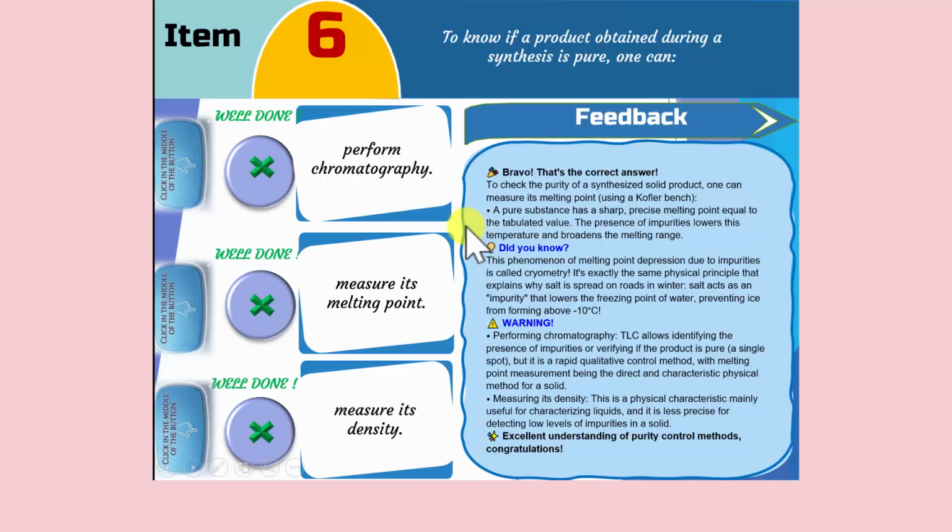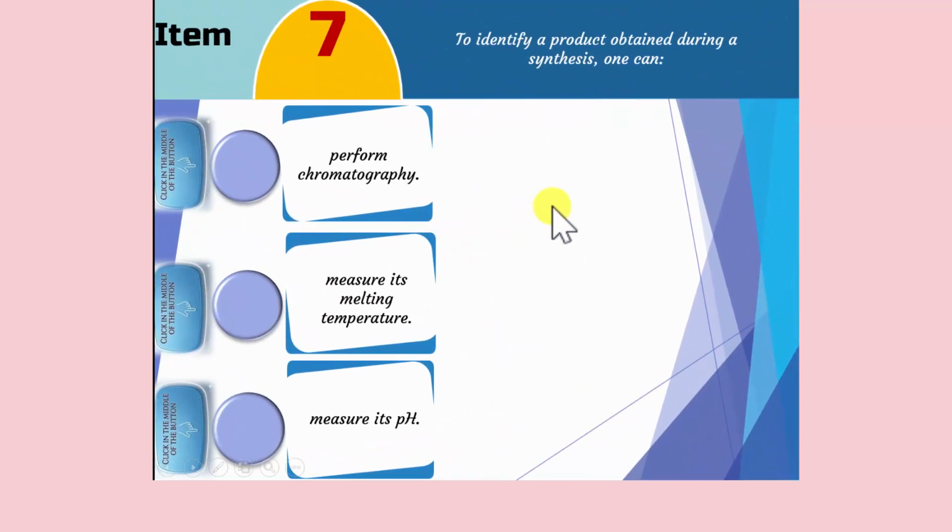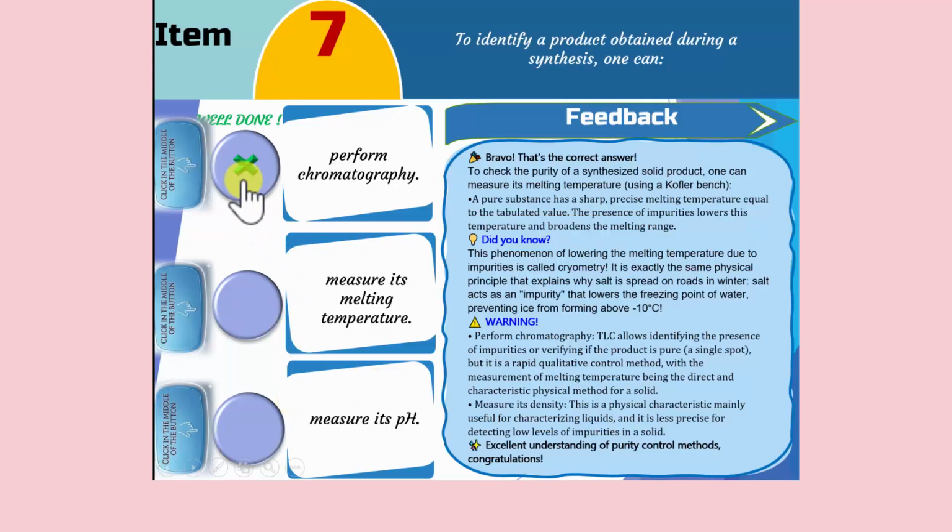To identify and assess a synthesized solid product, the most direct method is to measure its melting temperature. A pure substance melts sharply at its characteristic tabulated temperature, while impurities lower the melting point and broaden the melting range. Thin layer chromatography can also help detect impurities or confirm that only one spot is present, but it is a rapid qualitative check. Measuring pH is not the appropriate choice here, and density is mainly useful for characterizing liquids. This is the same principle behind using salt to prevent ice from forming.